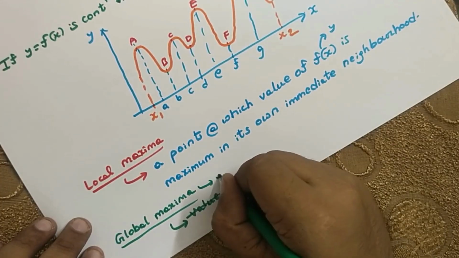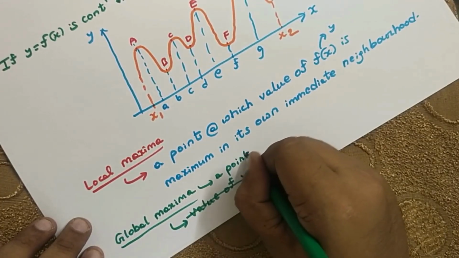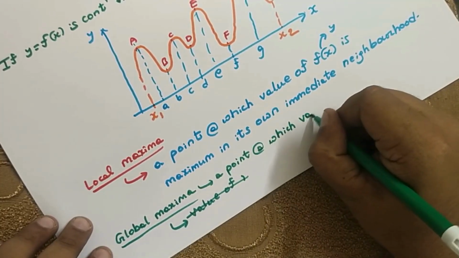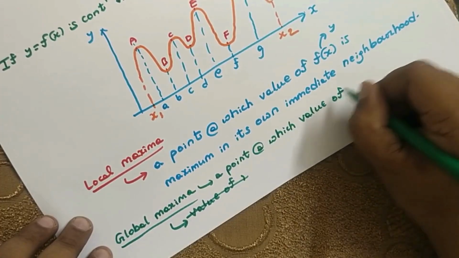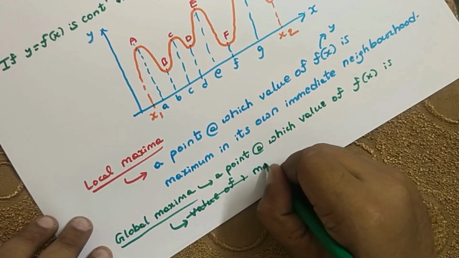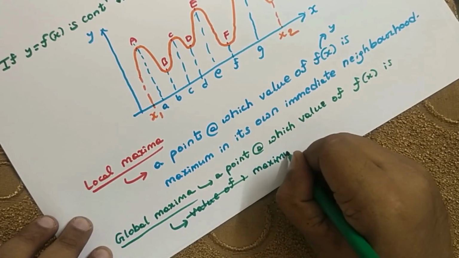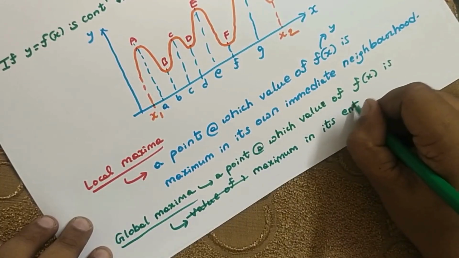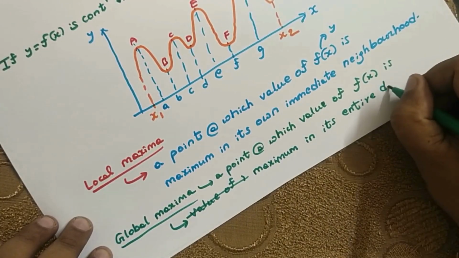Maxima means point, right? So it is nothing but a point at which the value of f of x is maximum in its entire defined interval.